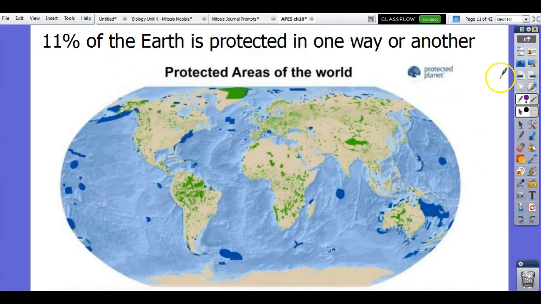All right, so 11% of the earth is protected in one way or another. Here are all the protected areas. Where do you see a lot of them? Obviously, we've got Brazil here and South America. We see quite a bit in Europe, in Alaska, you know, some patches here. So we have a lot of protected area, right? One tenth of the earth, pretty much.